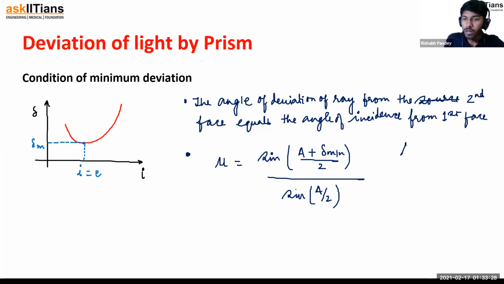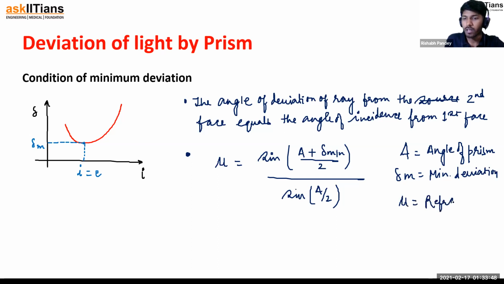I hope everyone understands where A is basically the angle of prism, correct? Angle of prism. Delta M is the minimum deviation. Then we have mu, that is basically the refractive index of the material we are using. For example, for glass it's √2, so you should have these small things clear in your mind, right? So this is the situation of minimum deviation, where this will be your formula.